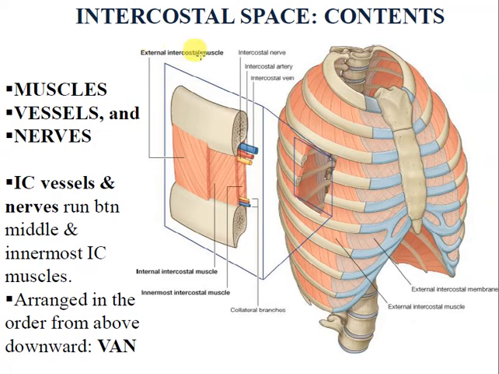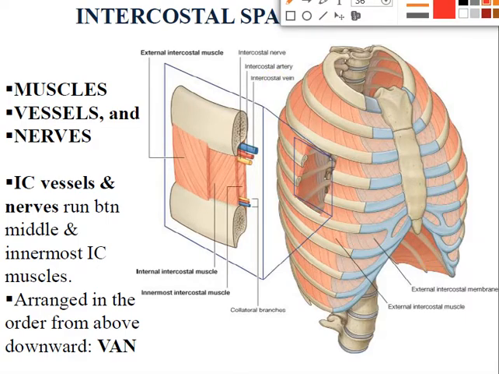Looking at the contents of the intercostal space, it contains muscle, vessel and nerve. These are the intercostal muscles, then the blood vessels, in which we have the intercostal vein, then artery, then nerve. Vein, artery, nerve. This is the VAN principle, which is normally used to describe the arrangement of blood vessels and nerves in several parts when discussing anatomy.